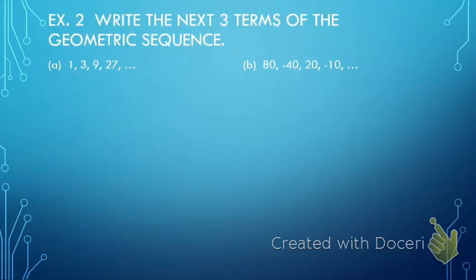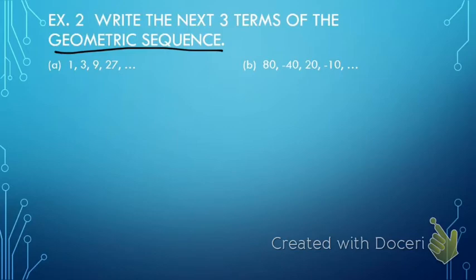Moving on to example 2. It says, write the next 3 terms of the geometric sequence. Now listen, it's telling us that it's a geometric sequence. So when we find the common ratio, there's no need for us to test it to prove it's geometric. You can test it to make sure you got the right common ratio, but we already know it's a geometric sequence because it told us. So what we need to do is find that common ratio and apply it and find the next 3 numbers.